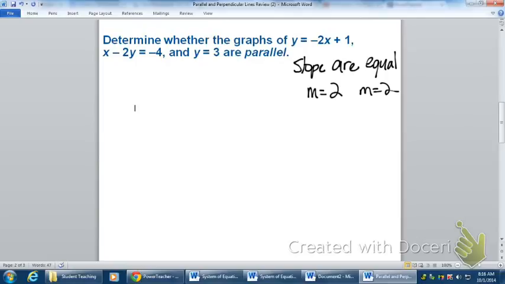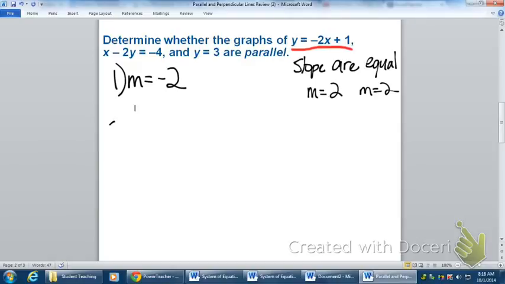Now, if you look at this question, determine whether the graphs of y equals negative 2x plus 1, x minus 2y is equal to negative 4, then y is equal to 3 are parallel. Now, there's 3 different equations. If we're determining if they're parallel, the only piece of information that we need is the slope. That's it. If we can tell that, then we can tell if it's parallel or not. All right? So, the first equation, what's the slope? Negative 2. So for our first equation, the slope is equal to negative 2.